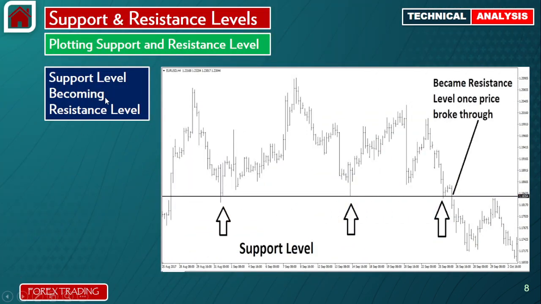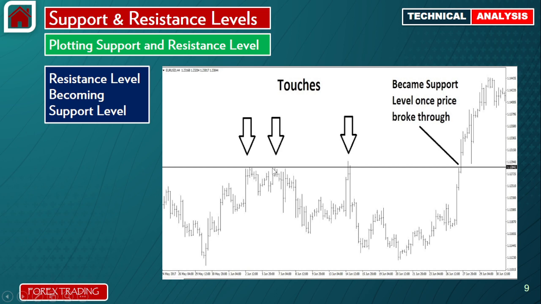So now, a support level becoming a resistance level. Here you see all these support levels. From there the price goes back, comes here again, and then goes back, comes here. But over here, when the price comes, it actually breaks this level, and then it starts moving down, and then it shows another level, and then it bounces back, and from there it again bounces back. So this level, this and this, has now become the resistance level. First it was the support level.